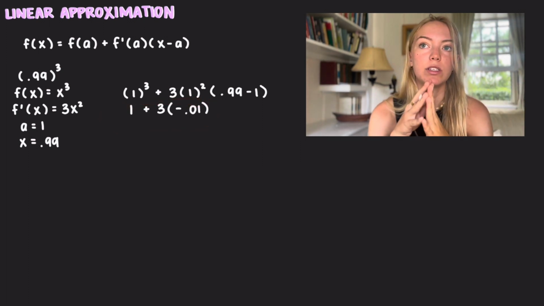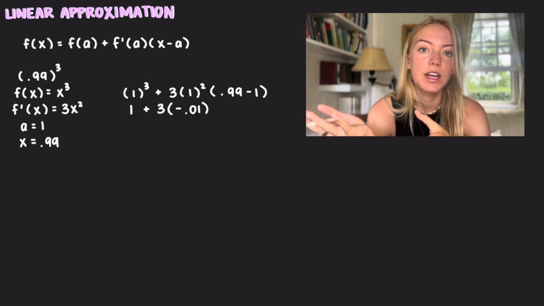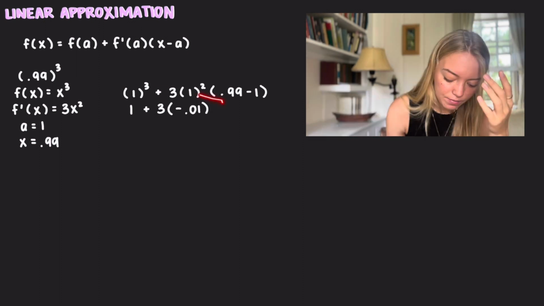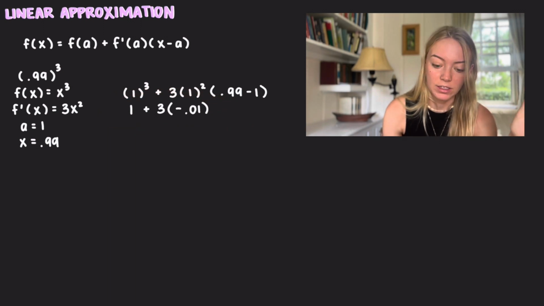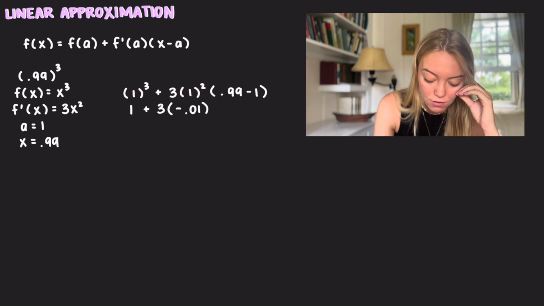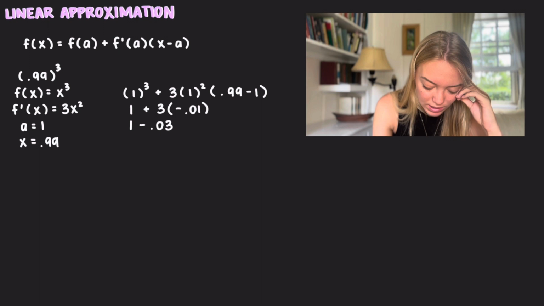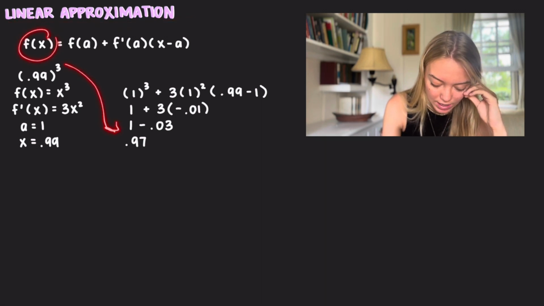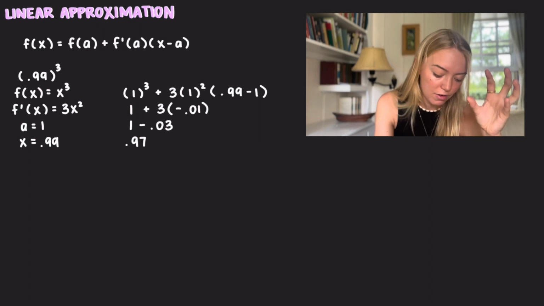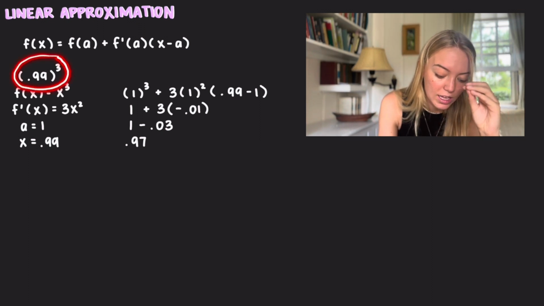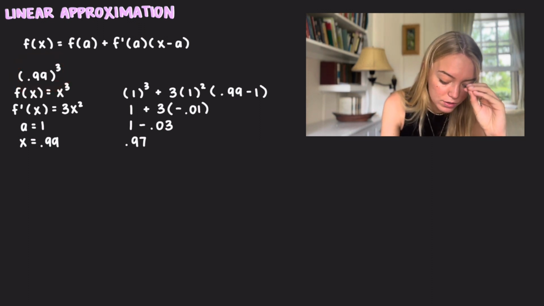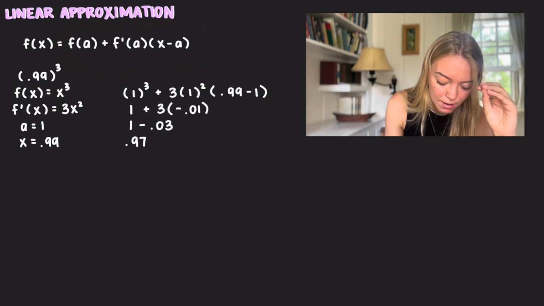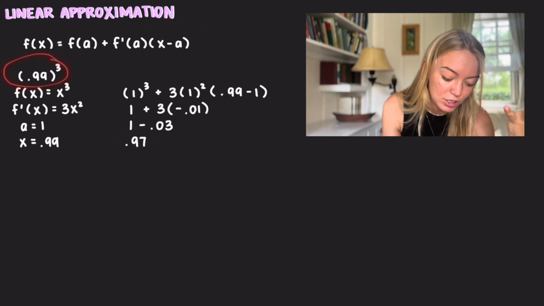On tests and quizzes, they're not going to give you a calculator for linear approximation. So this would be your final answer. But if you do have a calculator, it's kind of cool to see what's going on with this. Your answer is going to be 0.97 for linear approximation. This f of x is going to be equal to 0.97, which is an estimate for what this number actually would be. So through this method, we get 0.97 as the approximation of this.